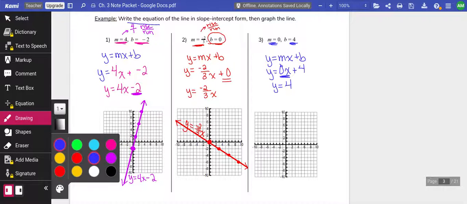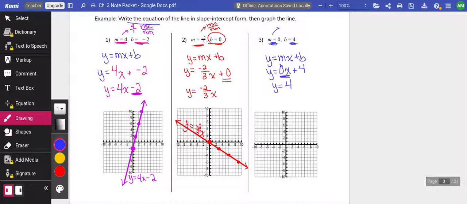But in order to plot, I do still want to go back to this. I'm always going to begin, again, at 4 on my y-axis. So I'm drawing a point at 4. My rise and my run are 0. Now, what does that look like? What does a 0 slope look like? A 0 slope is a horizontal line.